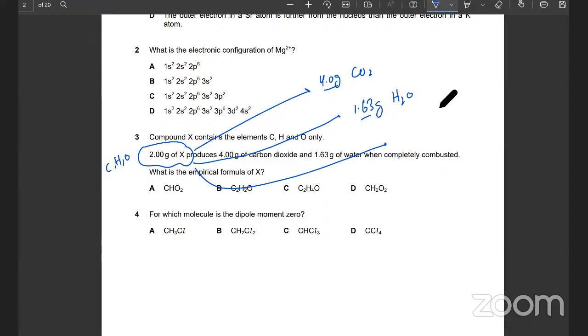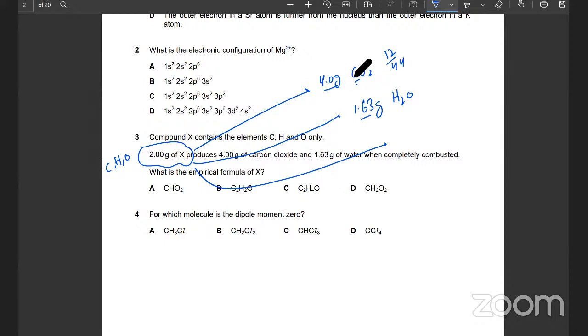Now, can you figure out the mass of carbon in this? How do you figure out the empirical formula? If you are given the mass of carbon and the mass of hydrogen, and you're also given the mass of oxygen, right? You'll be able to figure out the empirical formula. So you're given that it's producing 4 grams of carbon dioxide when you burn it. So all the carbon is coming from X. How much carbon is that? Can you figure out the mass? So what's the percentage of carbon? That's 1 carbon out of 44.